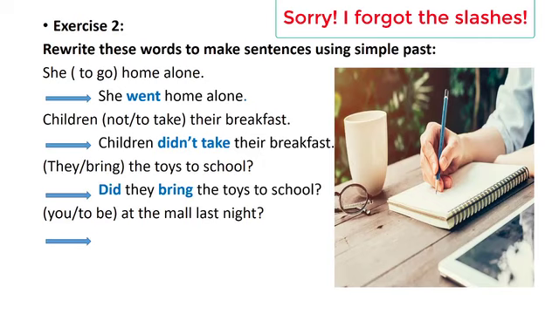Next sentence, we have words. Between brackets, you have the verb. You to be at the mall last night. Can we rewrite it into simple past? Again, you have the same form, interrogative. What did you use in the first one? You used did, and then the subject and the verb. Good. Were you at the mall last night?